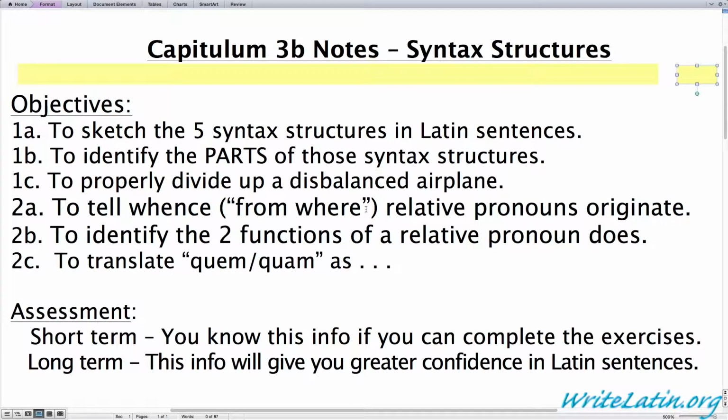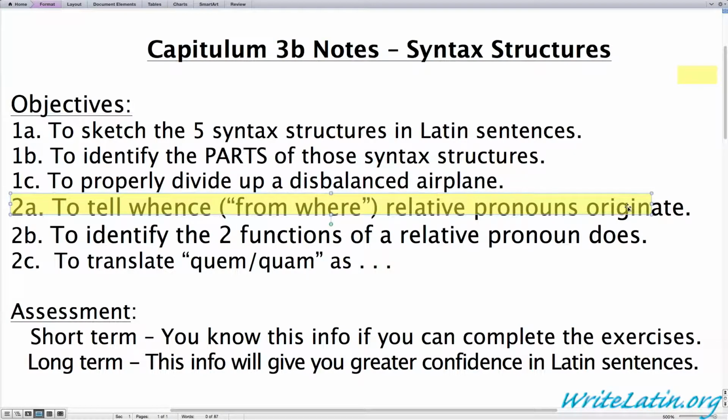Chapter 3b, Notes, Syntax Structures. Objective 1a, to sketch the 5 syntax structures in Latin sentences. Objective 1b, to identify the parts of those structures. 1c, to divide up a disbalanced airplane.